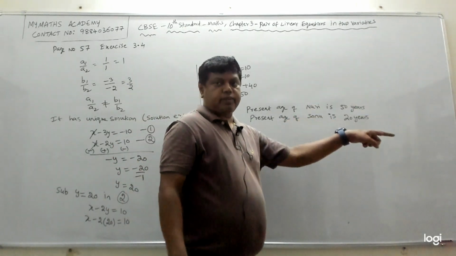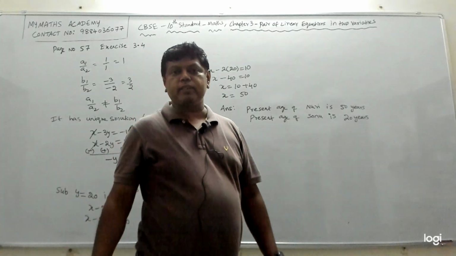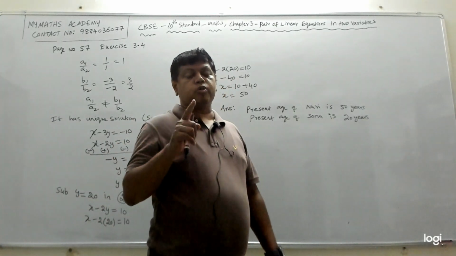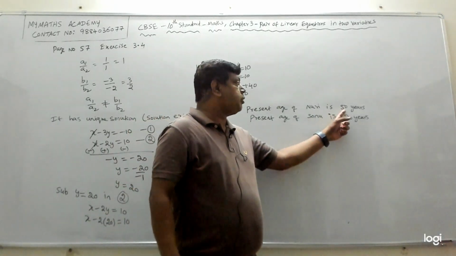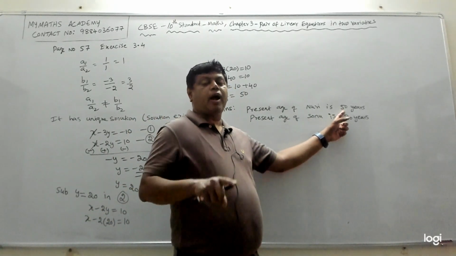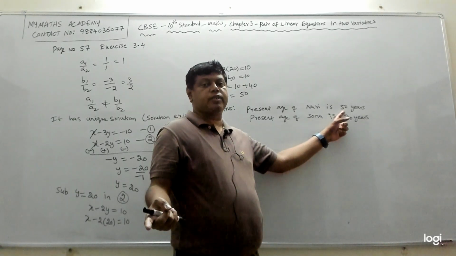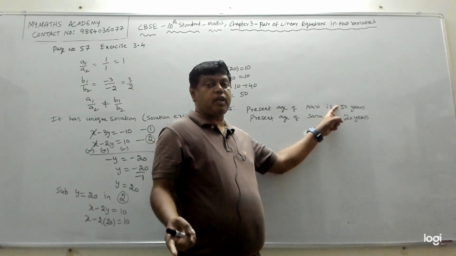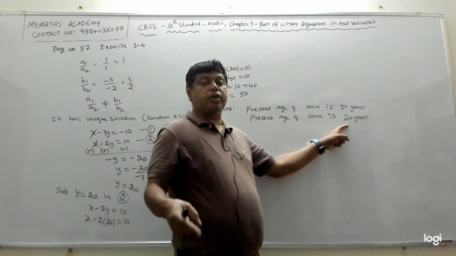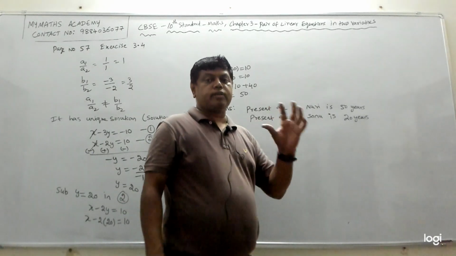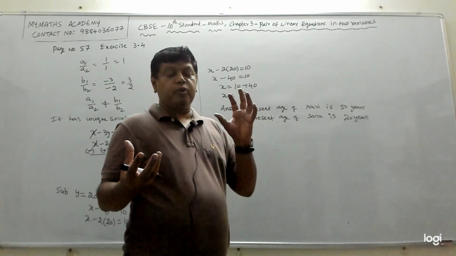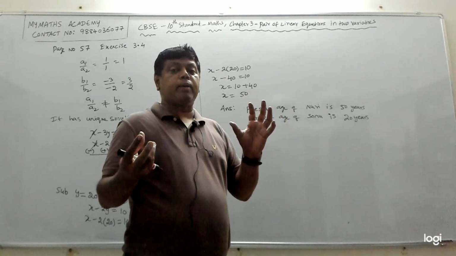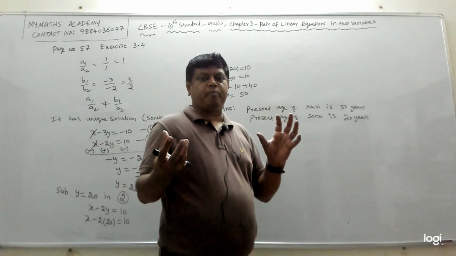Now after 10 years, what it says in the question, after 10 years, Noori's age will be 2 times as old as Sonu. So after 10 years, what will be Noori's age? Noori is currently 50. After 10 years, she becomes 60. Sonu's age becomes 30 after 10 years. So Noori's age will be 60, Sonu's age is 30. So you see that Noori's age is 2 times as old as Sonu's age.